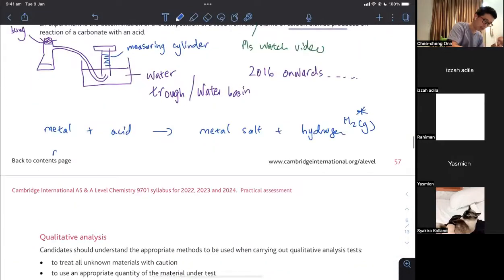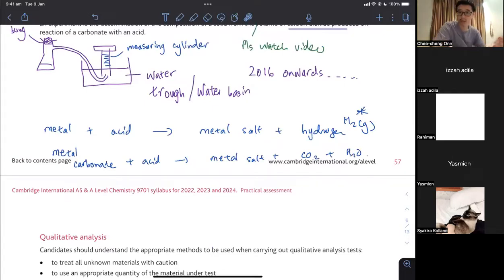Yep, the other reaction will be metal carbonate. So when you have metal carbonate plus acid, in practical, it's mostly about your practical skill rather than your theory, but of course there'll be calculation associated with it as well. So I better show you a couple of questions.